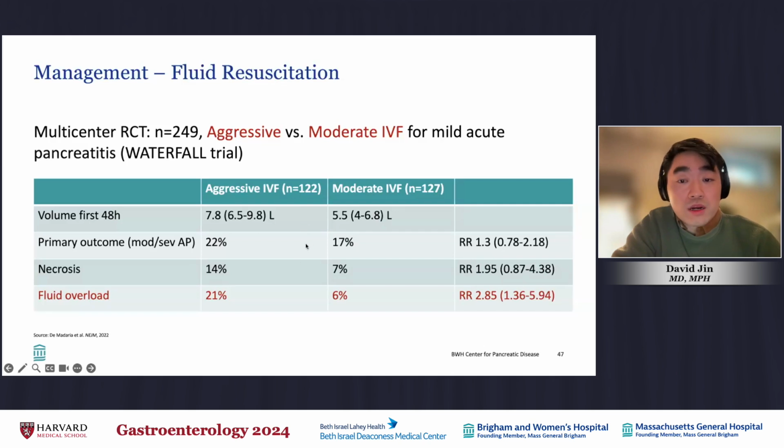So this RCT was actually terminated early because it met the safety checkpoint prior to their planned sample size. In the aggressive IV fluid group, 21% of them developed fluid overload versus only 6% in the moderate IV fluid resuscitation group, with a relative risk of 2.85. And there was no difference in development of moderate or severe disease at that point when comparing the two groups.